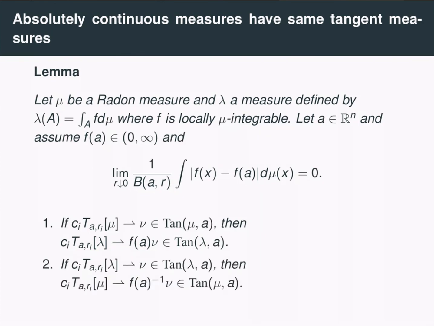Conversely, if we have a sequence of blowups of lambda converging to a tangent measure of lambda at A, denoted nu, then the same sequence of blowups applied to mu will converge to f of A to the minus 1 times nu, and in particular to a tangent measure of mu at A. So in particular, we have that the tangent measures of mu at the point A agree with the tangent measures of lambda at the point A. The proof of this lemma is similar to how we showed that the tangent measure of Lebesgue measure restricted to a set was almost always just a multiple of Lebesgue measure.